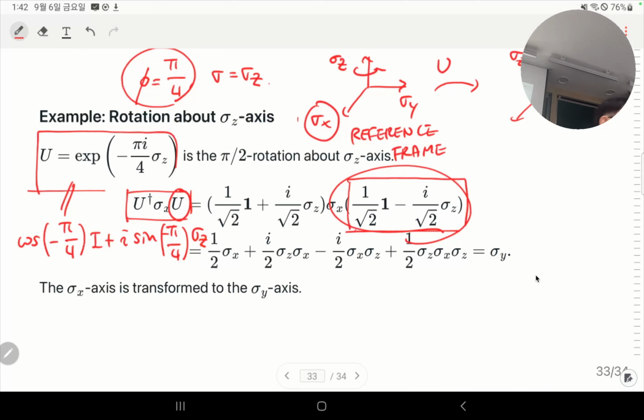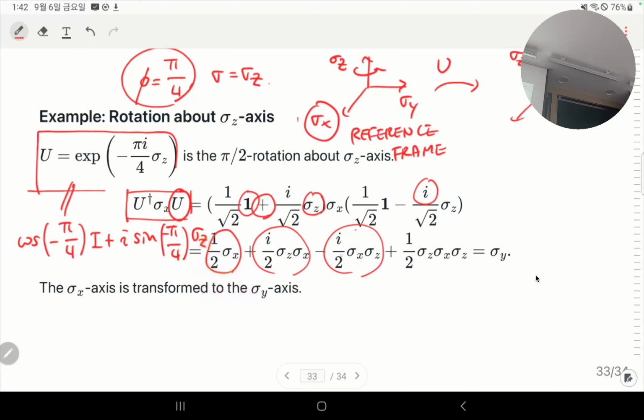And then what happens when you take the conjugate transpose of this matrix? You simply take the conjugate transpose on each matrix like this, right? So the conjugate transpose of sigma z is sigma z. Nothing changes. 1 is also 1. But if you take the conjugate of I, you get minus I. So that's why you get a plus here, okay? So if you distribute everything, you get these values.